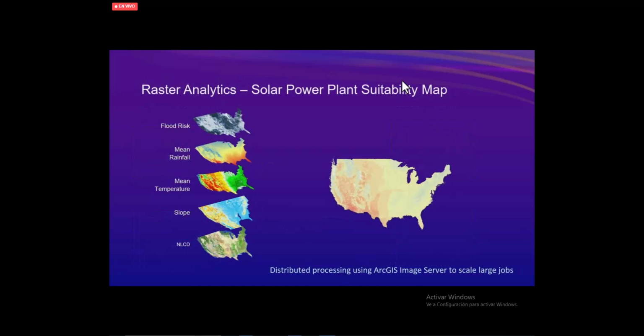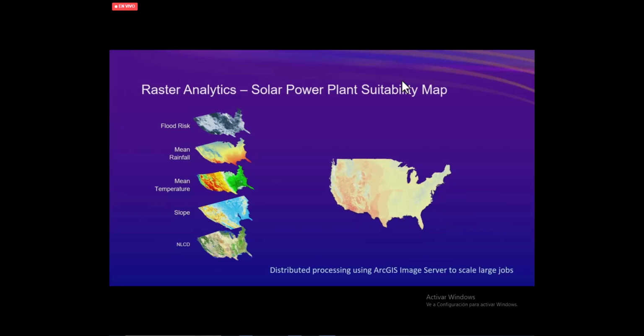Another example would be if we're trying to do a suitability analysis or a suitability model. These don't happen in a vacuum, right? We're not just dependent on one data set. So in this case, we're taking all of these data sets and we're combining them into an output analysis. And this could represent anything.